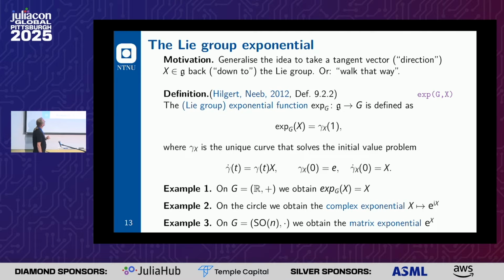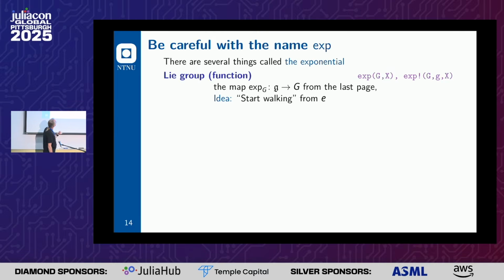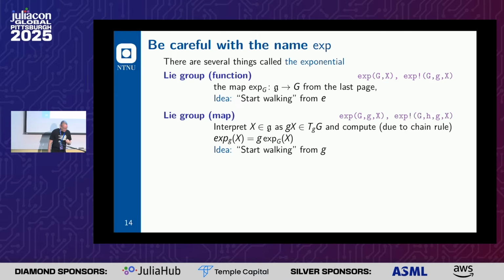Now with the exponential, you have to be a bit careful, and that was one of the caveats when we started redesigning and started with LieGroups.jl. There's a bit too many names that are called exp. So there's the Lie group function that we just had on the last slide, where you see the code on the side, G and X given, and I want to go somewhere. You can do that in place in G with the exclamation mark function. So that's the Lie group function. Now you can have the one that says, I want to start at G and walk somewhere, maybe to H. So that's the Lie group map, but those are two different functions and they work a bit differently. They have a bit of a different signature.